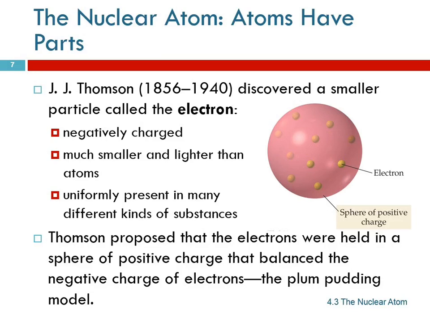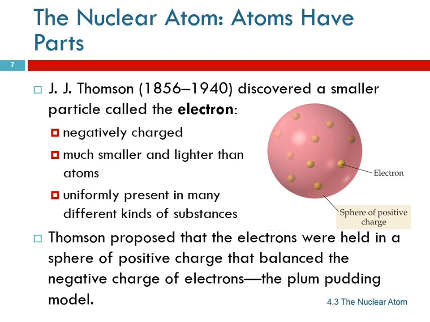So the electron is a negatively charged particle. It's much smaller and lighter than the atoms are, and electrons are uniformly present in many different kinds of substances. So it wasn't just one particular kind of atom that you could chip electrons off of. You can get electrons out of any kind of atom. All atoms contain electrons. So this was a big deal.